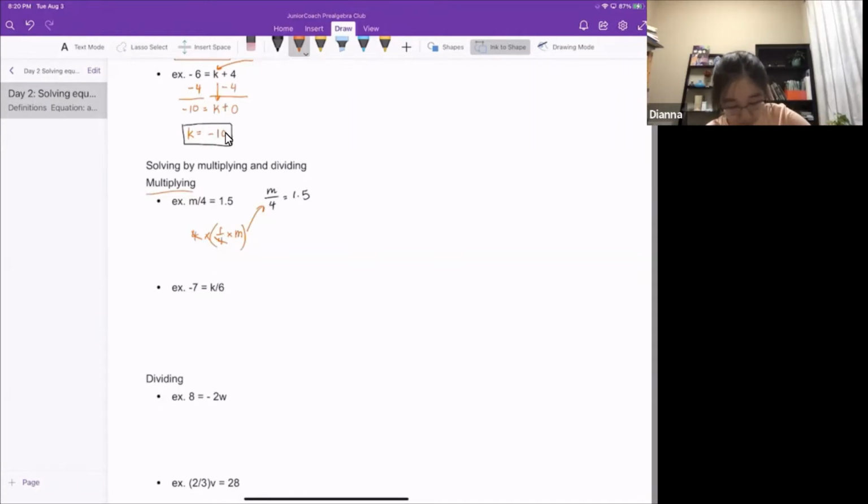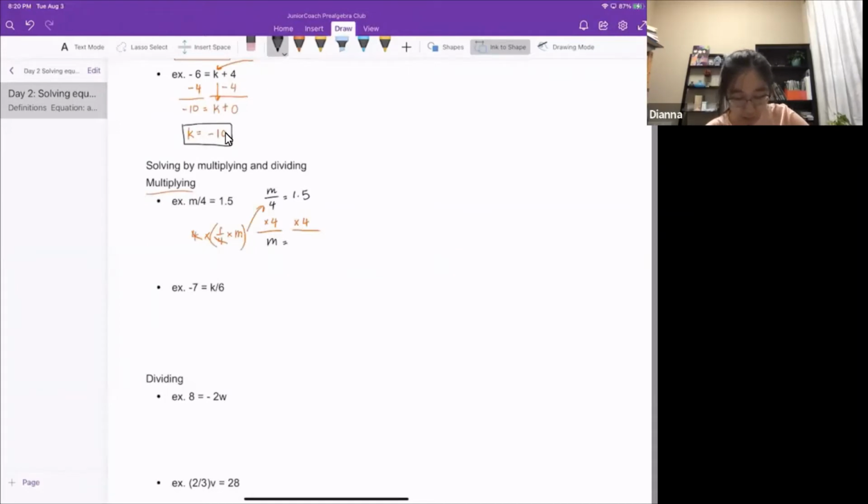So I'm going to multiply this side by 4. And whatever I do to one side, I have to do to the other side, right? So I'll do the exact same thing to 1.5. So 1.5 times 4. Here, this 4 is going to go away. No more. So that just leaves me with m, right? There's no fraction anymore. The equals sign always stays the same.